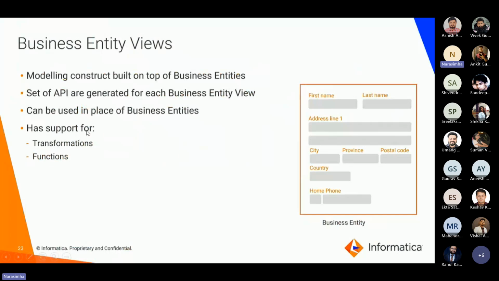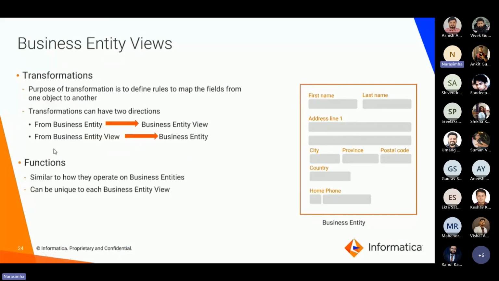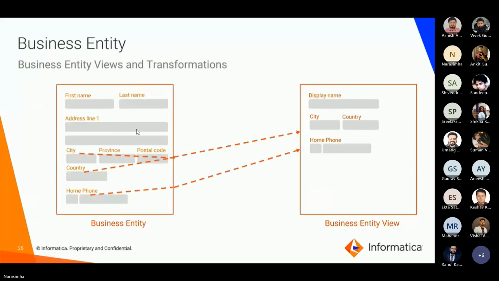Can you see here, guys? For the business entity views, we can add functions or transformations. As part of transformations, we can convert a business entity to a business entity view and vice versa. This means the functions or transformations play a very key role in converting from one to another. For example, can you see here? Let me put it completely.